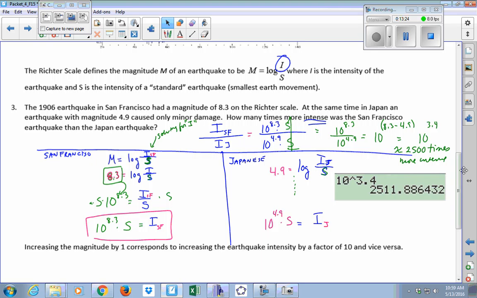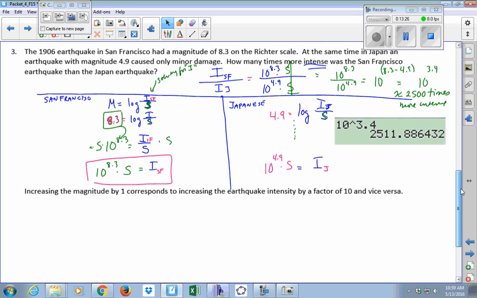What's important here is this relationship, this log scale, this is a common log. Every power that you increase, 10 to the first, 10 to the second, 10 to the third, you're increasing by a factor of 10. Every time you raise that exponent by 1, when 10 is your base, you're adding another factor of 10.